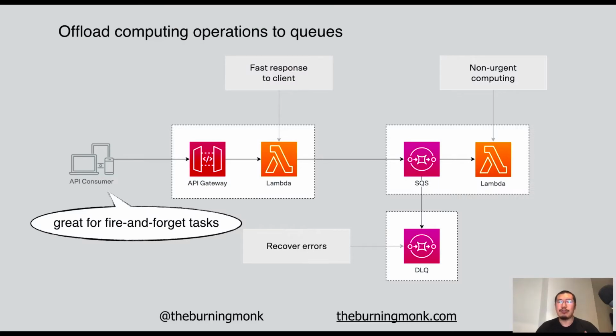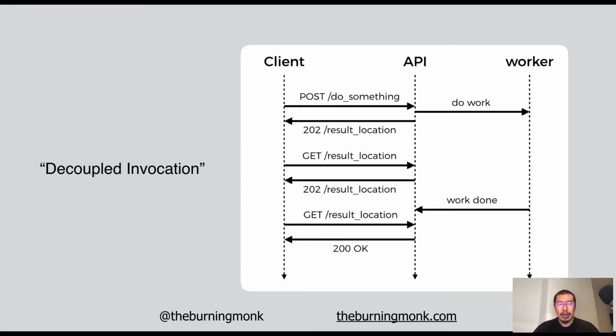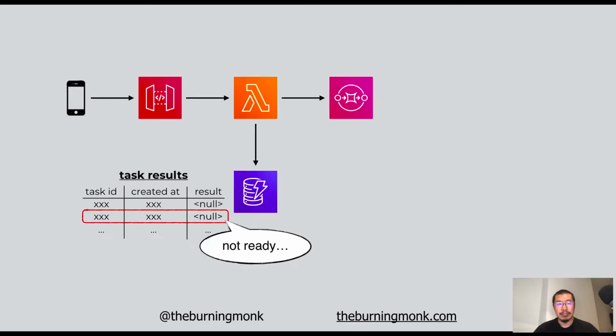So this pattern is great for fire and forget tasks where the caller doesn't do anything with the response. So it just needs an acknowledgement that a task has been received and processed. But what if the client actually needs to have a response from us? So a pattern is called decoupled invocation, where the main difference to what we were doing earlier is that we will return a location header in the initial response, so the caller can poll for the result until it's ready.